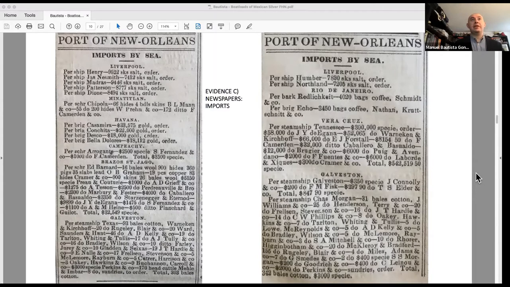So an example here is this imports section. It not only gives information on the imports of commodities such as salt, coffee, tobacco, but most interestingly, it does provide information on the amount of specie, the type of specie, and usually the consignees of this specie. So then I thought, well, you could definitely use this body of evidence in as far as you have it captured in a data set. So this is what I'm going to present to you today.